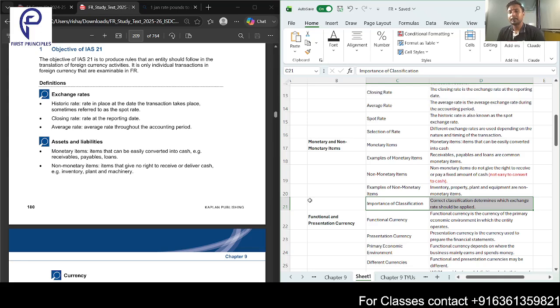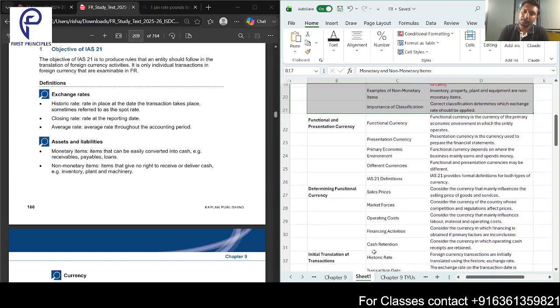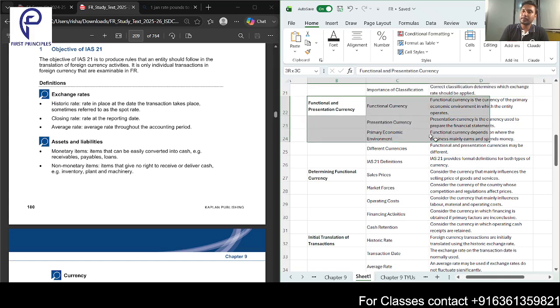Perfect. It helps us understand what kind of rate should be applied. If you know it's a monetary item, there's a certain rate. If it's a non-monetary item, it's a certain amount. Which rate we'll get there in a bit, but I'm just helping you understand the importance of classification. Any questions, guys? Just have one good look here. Next, we'll look into functional and presentation currency.